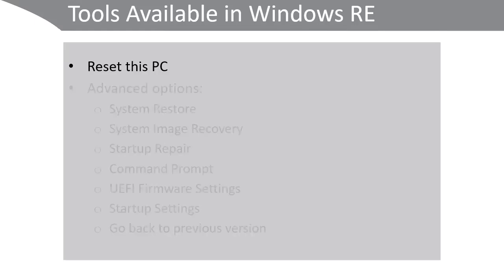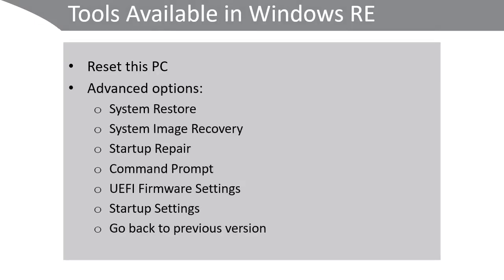Windows Recovery Environment, or Windows RE, provides a number of different tools. Reset This PC enables you to roll back the computer to its out-of-box state. You can select Advanced Options and then choose from System Restore, System Image Recovery, Startup Repair, Command Prompt.